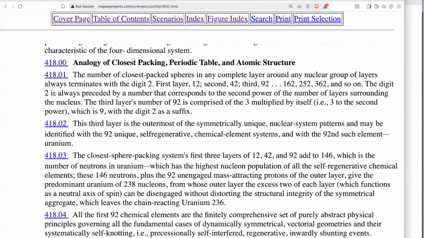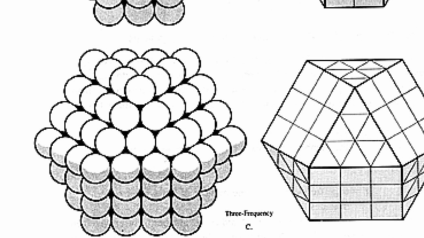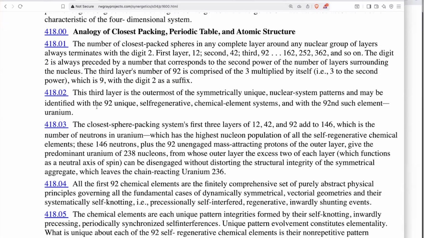The digit 2 is always preceded by a number that corresponds to the second power of the number of layers surrounding the nucleus. The third layer's number of 92 is comprised of the 3 multiplied by itself, i.e. 3 to the second power, which is 9, with the digit 2 as a suffix. 418.02. This third layer is the outermost of the symmetrically unique nuclear system patterns and may be identified with the 92 unique self-regenerative chemical element systems and with the 92nd such element, uranium.